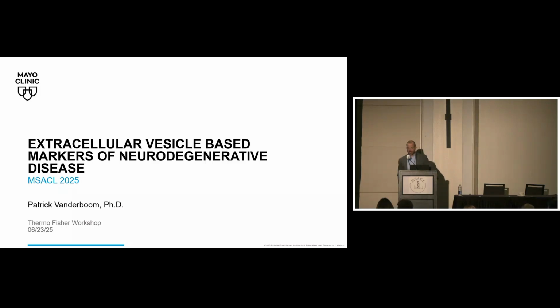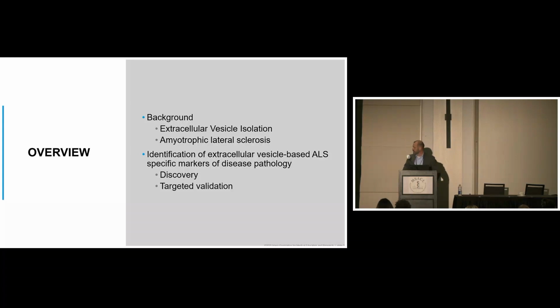And today I'll be talking about some of the research that we're doing. We are trying to identify extracellular vesicle-based markers of neurodegenerative disease, specifically within ALS. I'll start with a bit of background in the project.